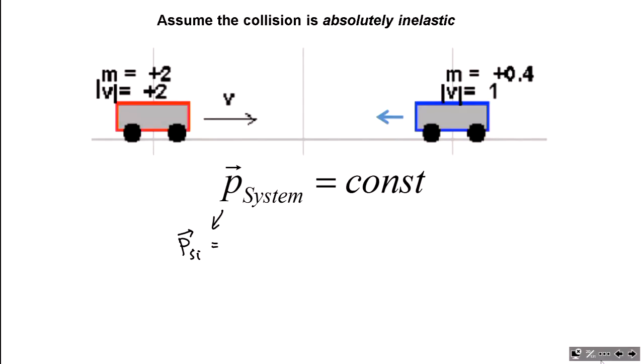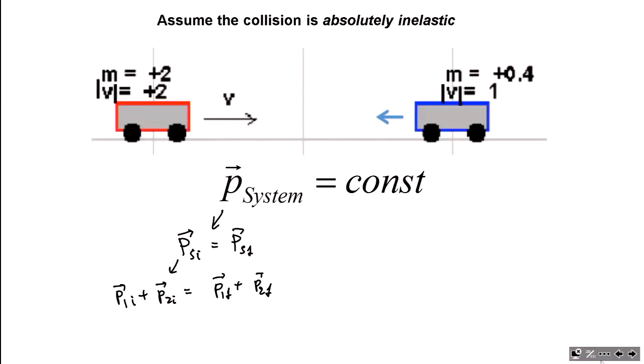The linear momentum of the system initial should be equal to the linear momentum of the system final. Linear momentum of the system equals linear momentum of the first cart initial plus linear momentum of the second cart initial, which should be equal to linear momentum of the first cart final plus linear momentum of the second cart final. Each momentum equals mass times velocity.